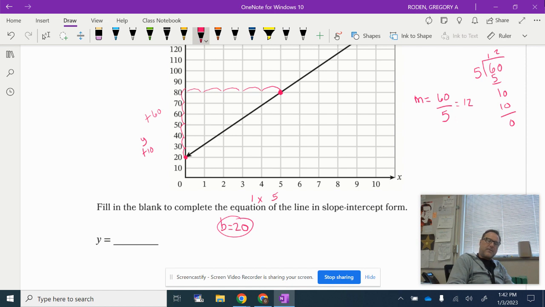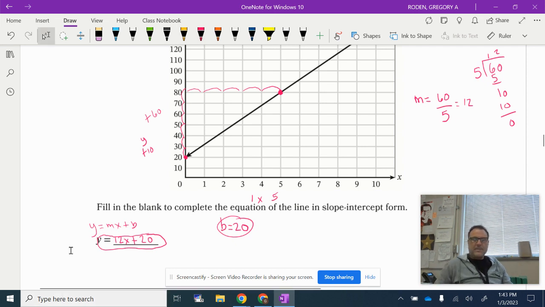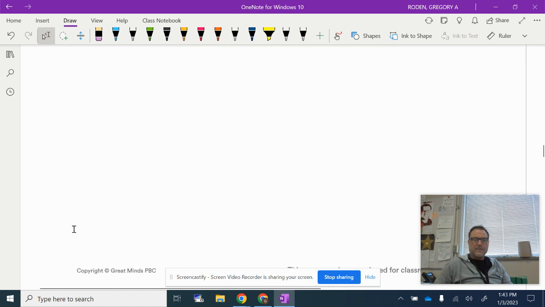So now we're ready to write our equation. y equals, so let's see here, y equals mx plus b. So my m is 12, so y equals 12x plus, what's my y-intercept? My y-intercept is 20. So y equals 12x plus 20. And that's my answer. All right, let's take a look at the next one.